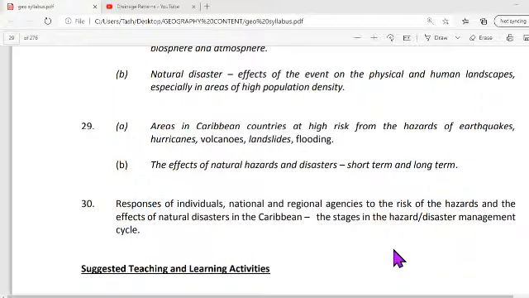Now, as a nation, what is it that your nation would do? So it says, where are we? Response of individuals, then national, then regional agencies. So nationally, what is it that your government would do? Your government would probably tell you that you need to evacuate for some areas. They would also ensure that they keep you up to date with the news.